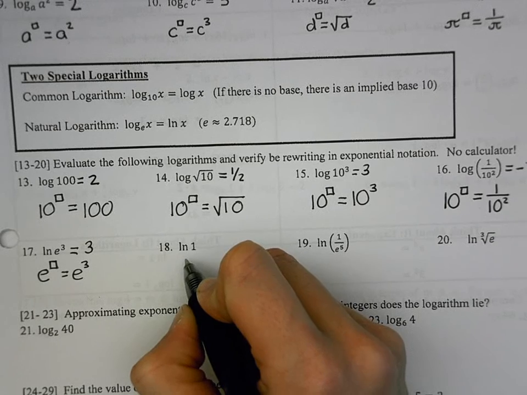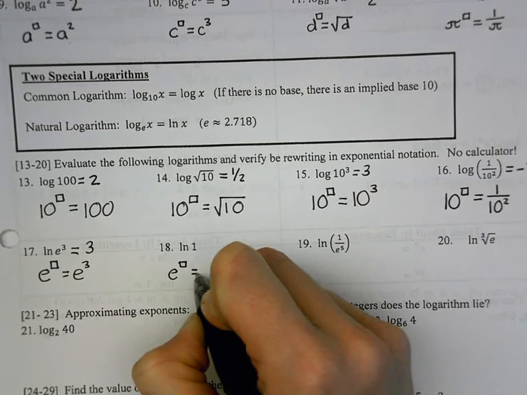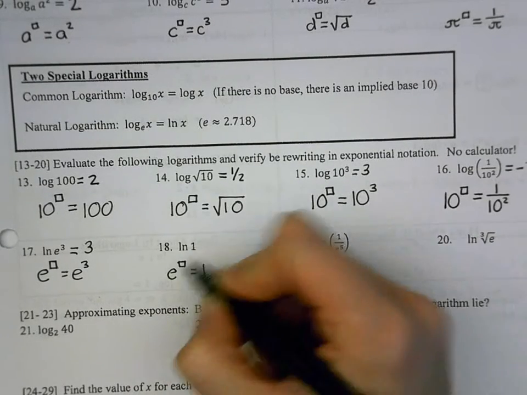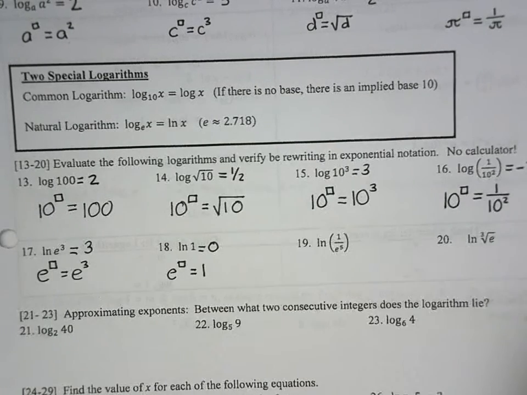18, again, we have a natural log, so that's a base e. The question is, what does the exponent need to be to give me 1? And in this case, that exponent would need to be 0, because then e to the 0 would be 1.